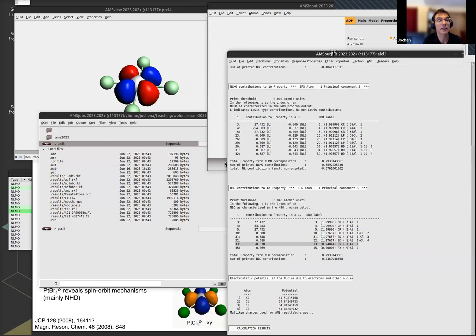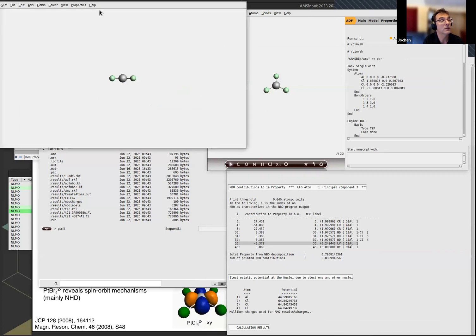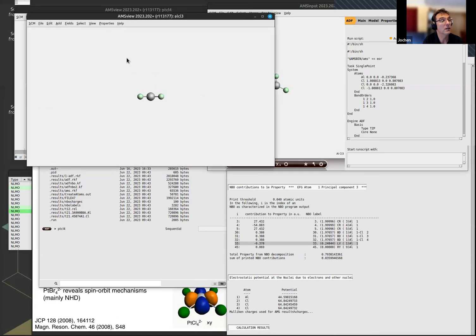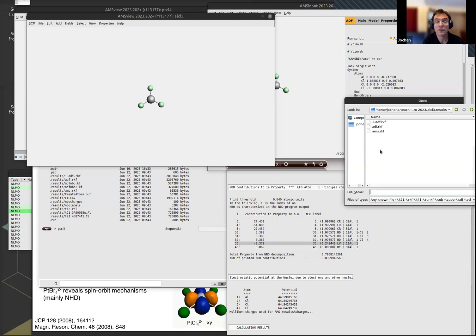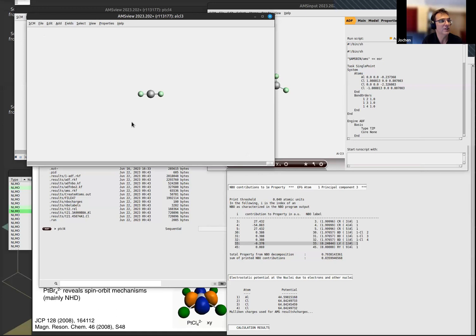So let's see if we can visualize this. Let's see, view. Here we go. And then I need to open this file generated in the run script. I talked with one of the developers last week. They're going to rename this to NBO-NLMO-ADF.RKF, so it's perfectly clear which of the files we should be visualizing.